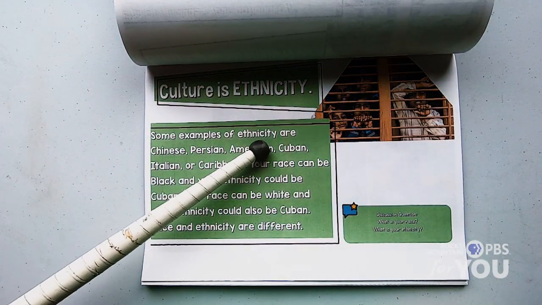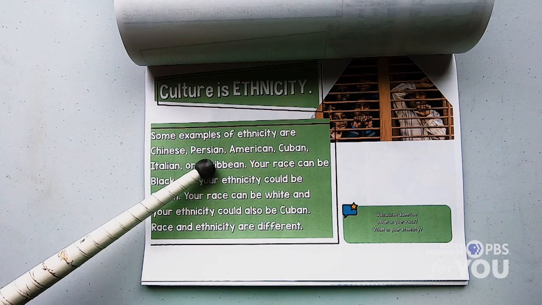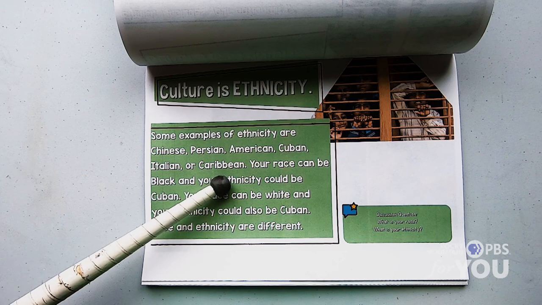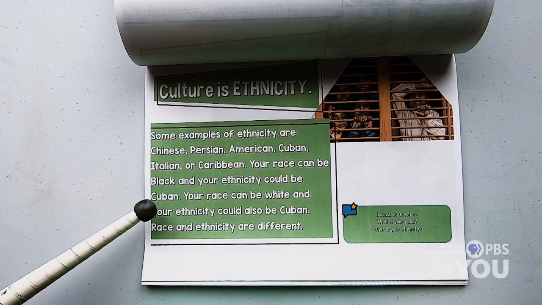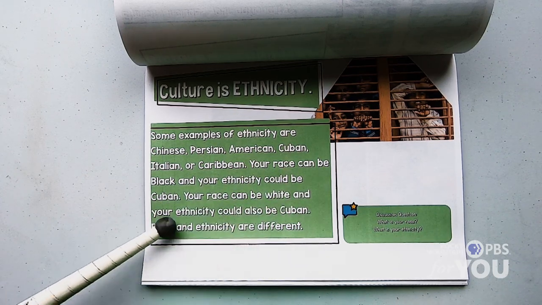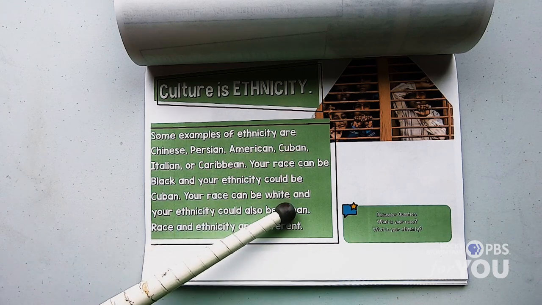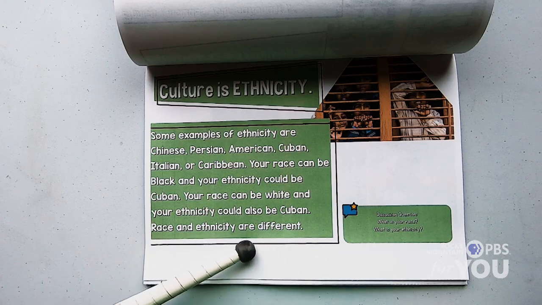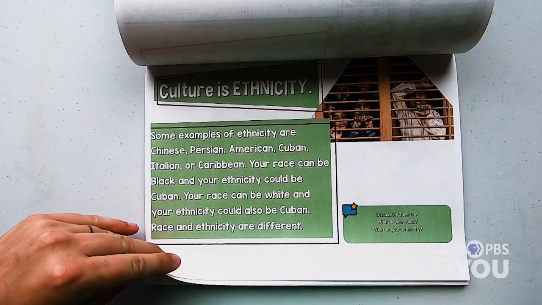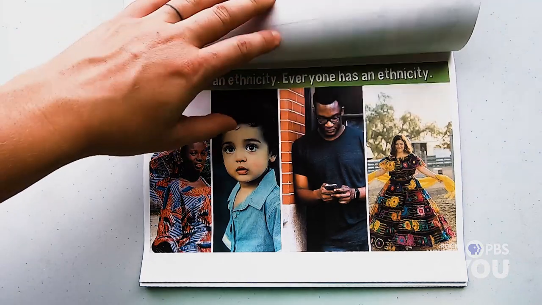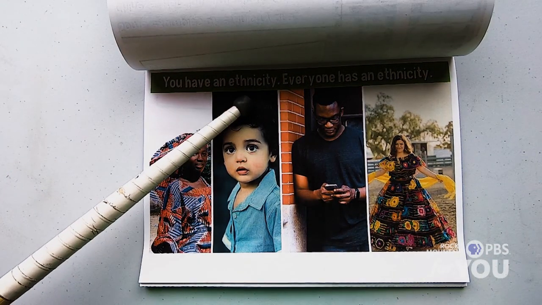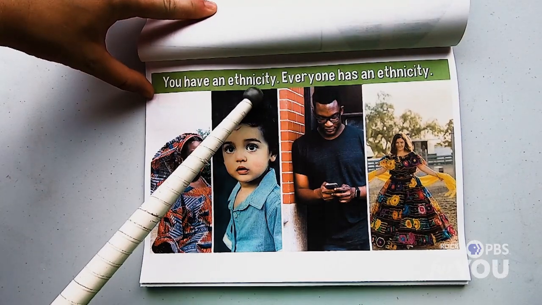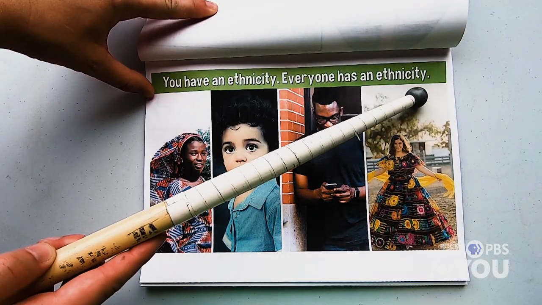Some examples of ethnicity are Chinese, Persian, American, Cuban, Italian, or Caribbean. Your race can be black and your ethnicity could be Cuban. Your race can be white and your ethnicity could also be Cuban. Race and ethnicity are different. You have an ethnicity. Everyone has an ethnicity.